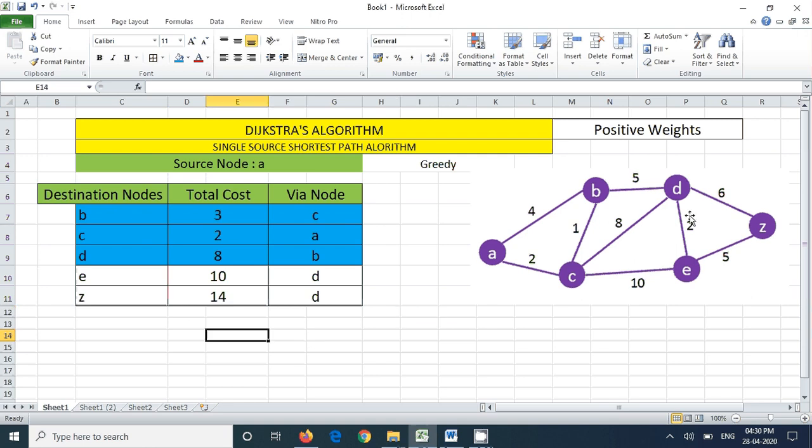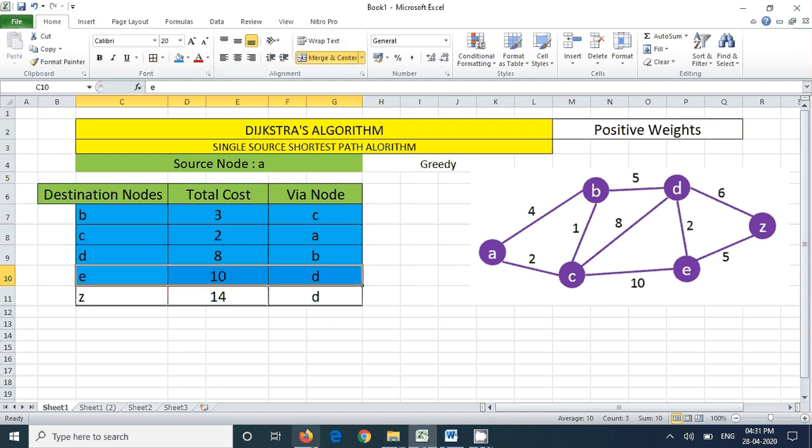Now we are left with two things, 10 and 14. A to E is 10, A to Z is 14. So I cannot go to E from A with less than 10 by taking the Z route. That means you have to take this as a blue one. We are taking it to the answer set. E is fixed, A to E is fixed with 10.